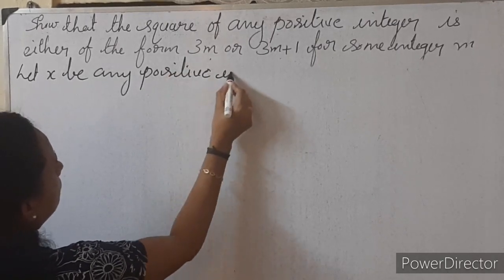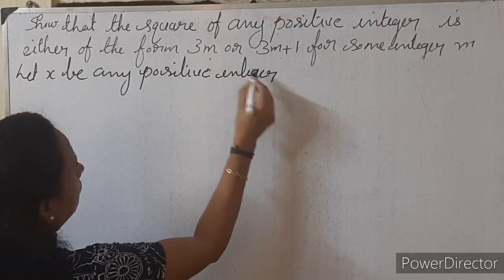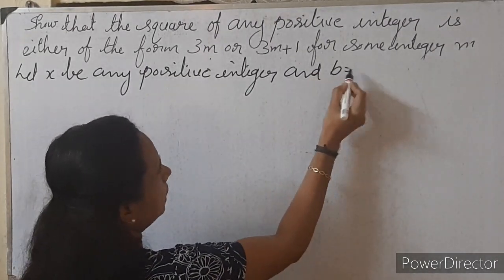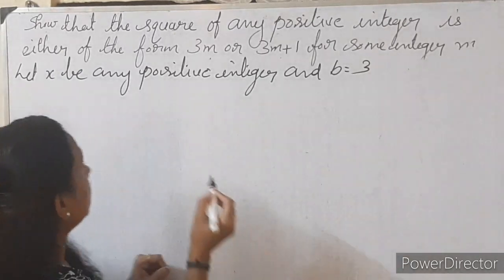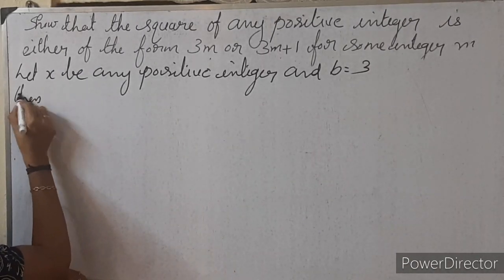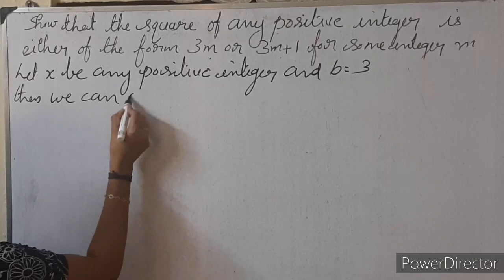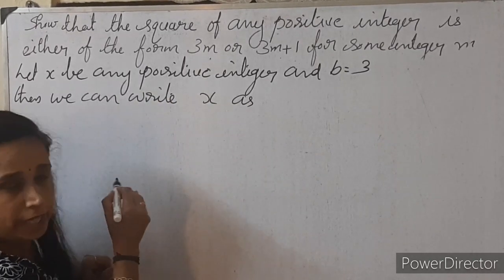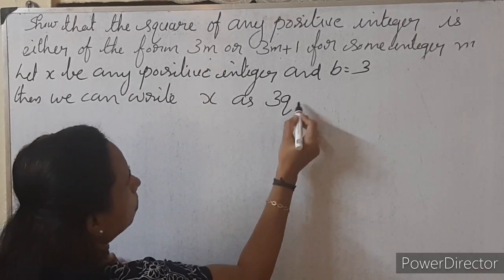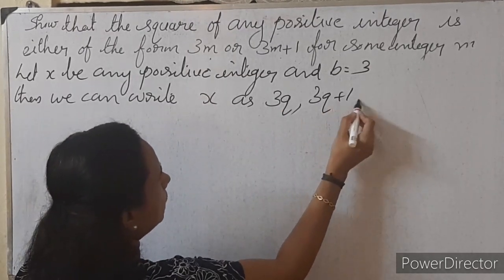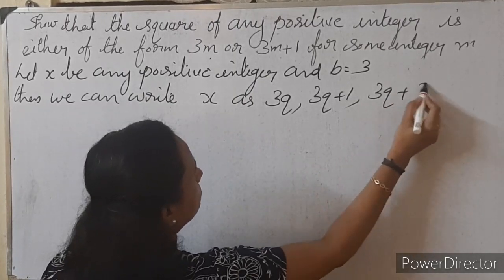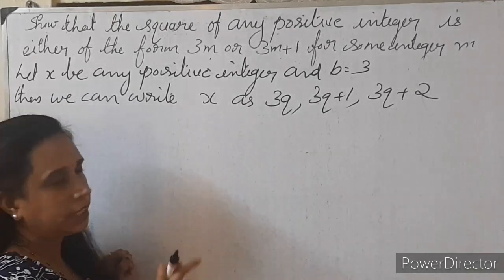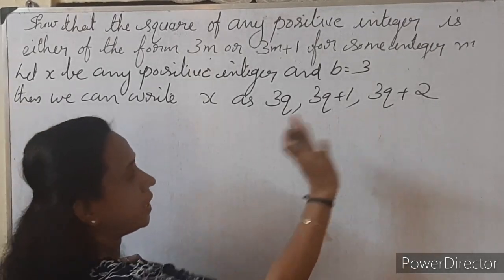So let x be any positive integer and b is equal to 3. Then we can write x as 3q, 3q plus 1 and 3q plus 2. We will get three values: 3q, 3q plus 1 and 3q plus 2.